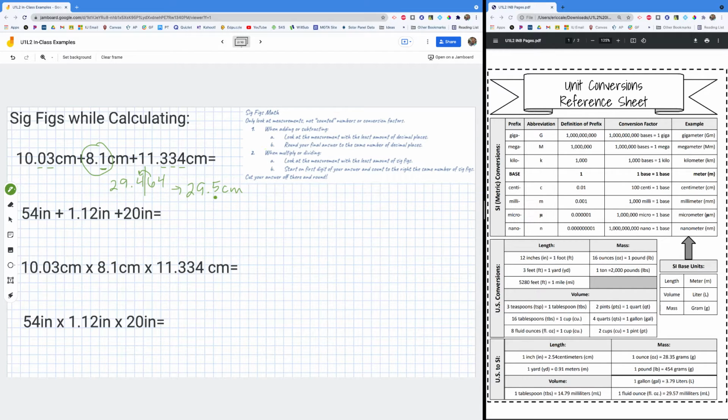And that should make sense, because if I read this number in science, I'm saying, if I reported this correctly, I am somewhere between 29.4 centimeters and 29.6. So I'm somewhere between 29.4 and 29.6 centimeters, which 29.464 obviously is.